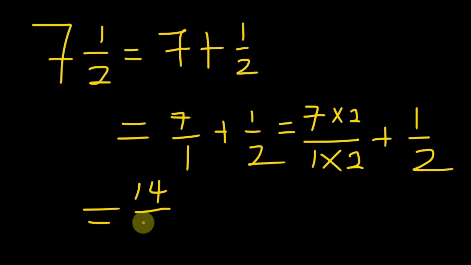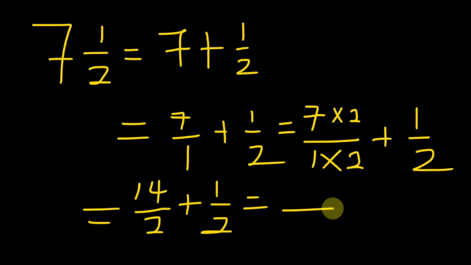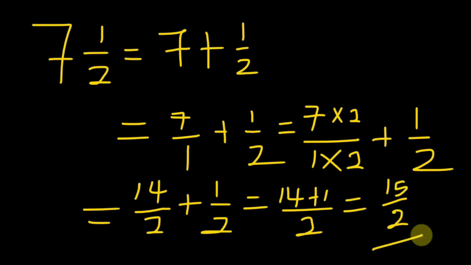7 multiplied by 2 gives us 14, over 1 multiplied by 2 gives us 2, then plus 1/2. We have 14 plus 1, and our denominator gives us 2. So we have 14 plus 1, which gives us 15/2 as our final answer in the form of an improper fraction.